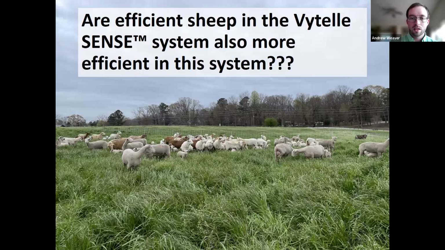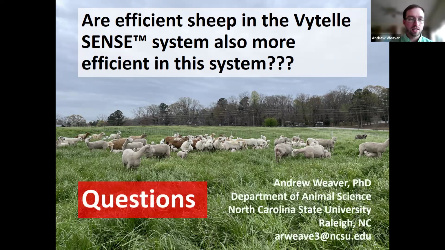And ultimately, the long-term goal of all this work is to answer the question: can we evaluate sheep in this feed intake system, this Vytelle SenseHub or GrowSafe system? Can we evaluate feed intake at that growing stage of life? And are those animals more efficient when we throw them out on grass and make them work in a grazing system? And so with that, I will answer any questions you guys have, and we can open it up for discussion.